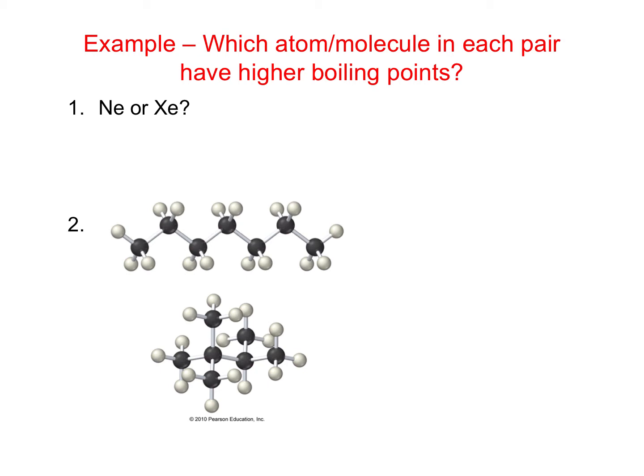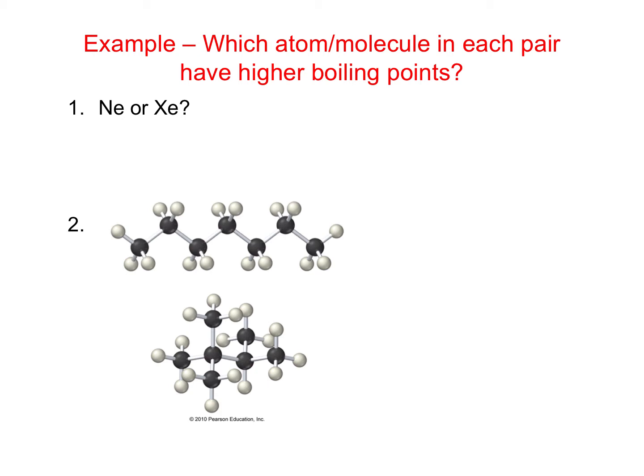So we've got two examples here. I want to know which atom or molecule in each pair would have a higher boiling point. In the first one, we have a sample of neon versus a sample of xenon. These are both noble gases. Since they're just monatomic, there's no polarity, so the sample of neon or xenon is going to be nonpolar. All it's going to have are dispersion forces. But if you look at the periodic table, xenon is much bigger than neon, meaning xenon is more polarizable. So it's going to have stronger dispersion forces than neon. And the stronger the intermolecular forces, the harder it is to pull them apart, and so the higher the boiling point will be.